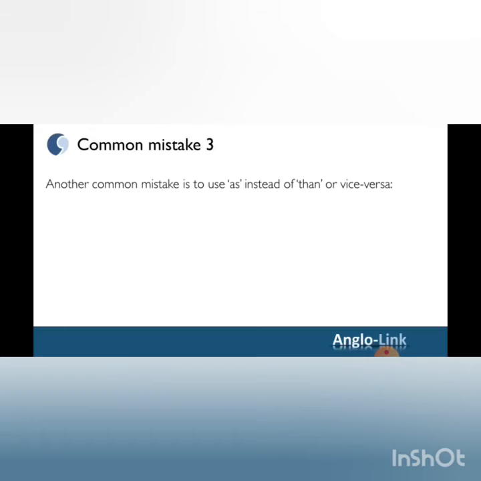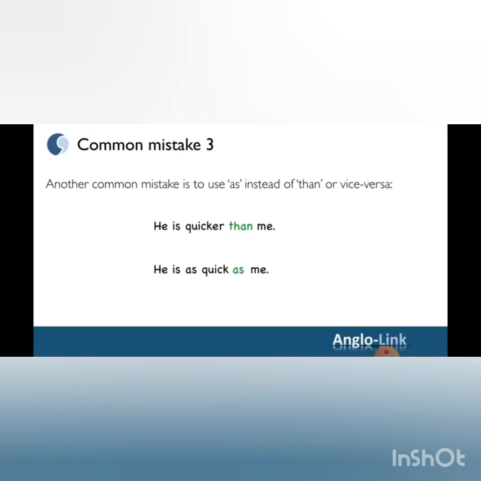And finally, common mistake number 3. Another common mistake is to use as instead of than or vice versa. For example, you may hear, he is quicker as me. When you're making a comparison, you must use than, never as. He is quicker than me. If you want to express similarity or sameness, then you use as. He is as quick as me.